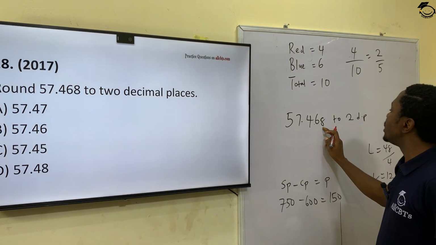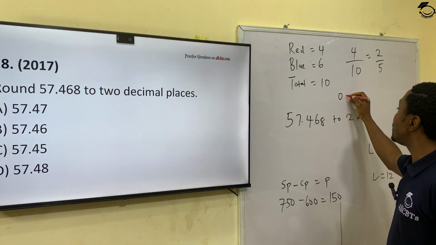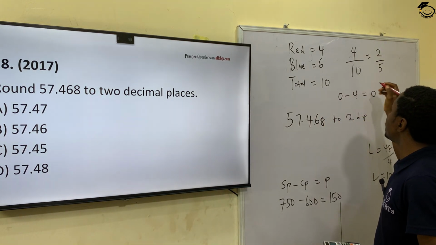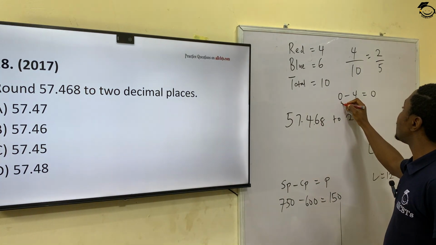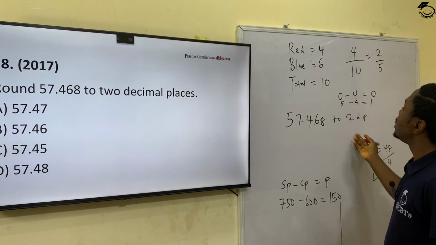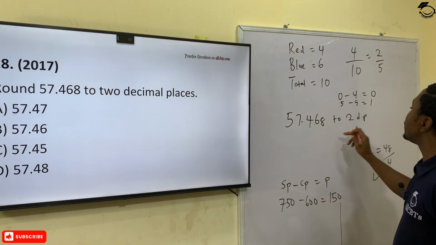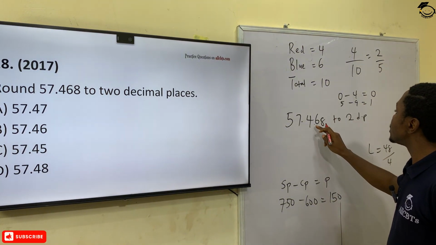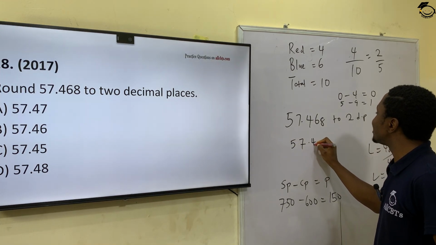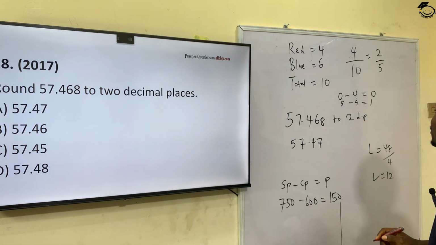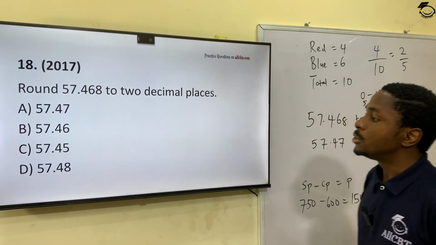So you round up your 8 on your 6, because now, remember the rule: 0 to 4, you round it to 0 and add it to the number that you are rounding up to. Then 5 to 9, you round it to 1 and add it to that same number. So because this 8 falls between 5 to 9, you round it to 1 and add it to 6. So what you have will be 57.47. Okay, so rounding it up to 2 decimal places, and that will be option A.